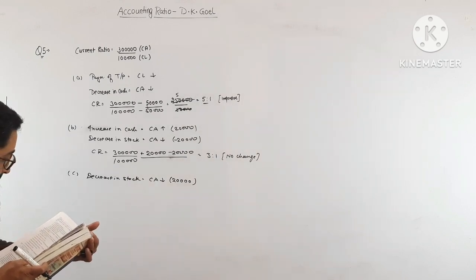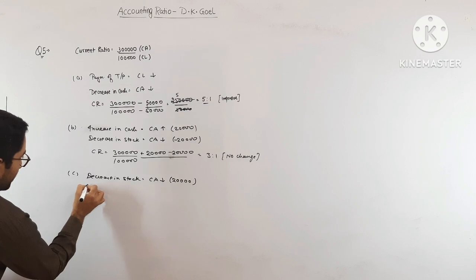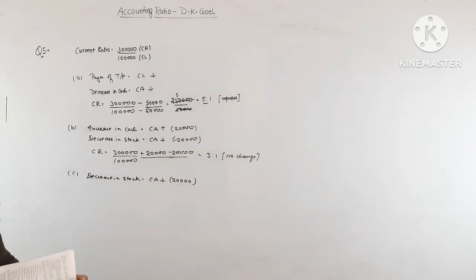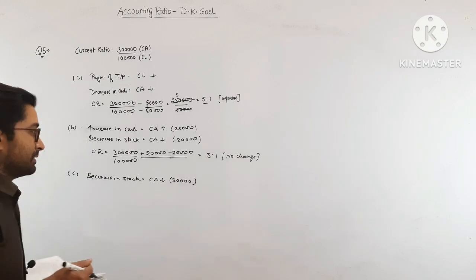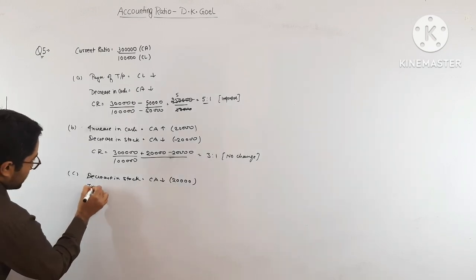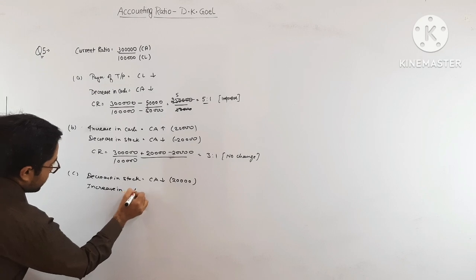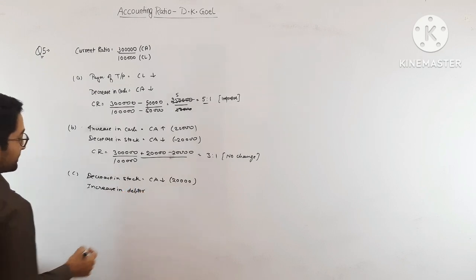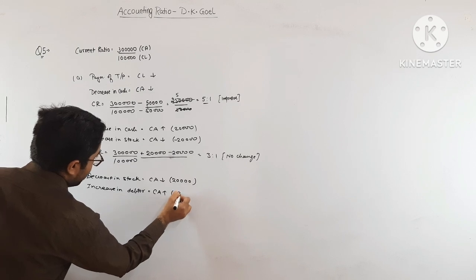The next is 18,000 on credit. So if you sell on credit, it means your debtor will increase. Debtor is also your asset. Clear? So the next is increase in debtor. Current asset will increase by how much? 18,000 only.